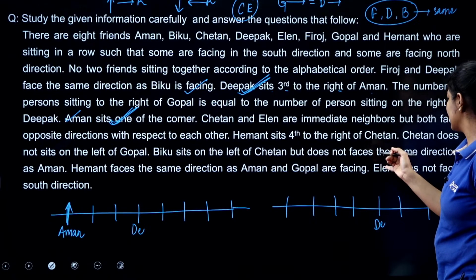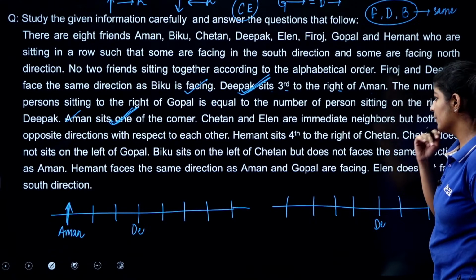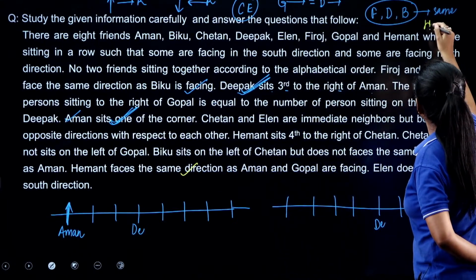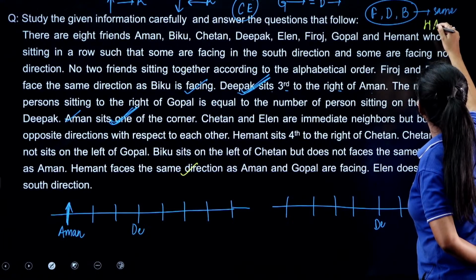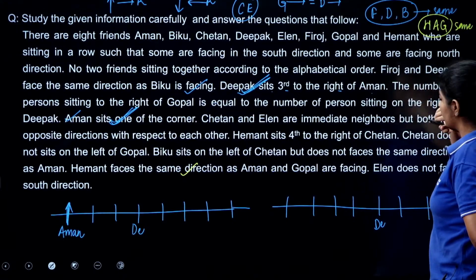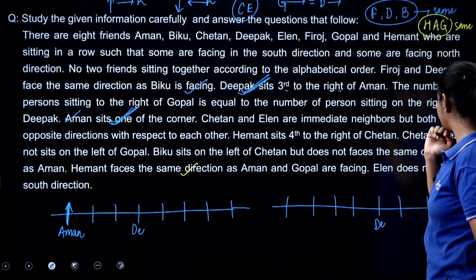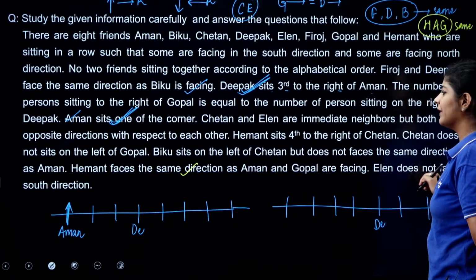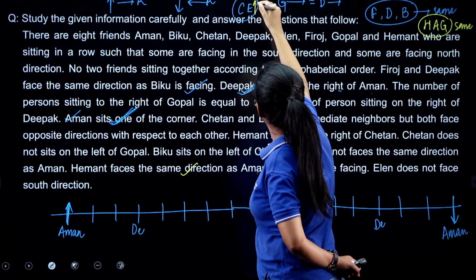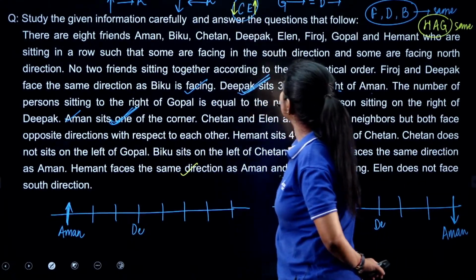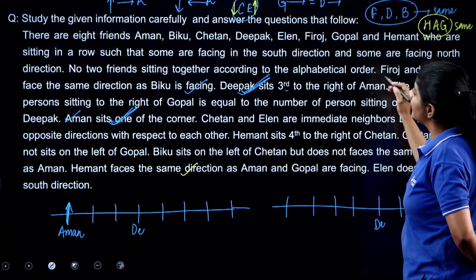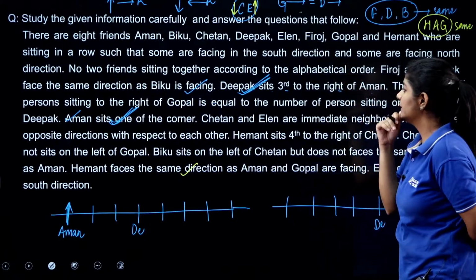And Ellen does not face the same direction. So here we have one more clue that Hemant, Aman and Gopal all of them are facing in the same direction again. So we can start with this one. And Ellen does not face south. If he is not facing south, that means he is facing north, and with the help of that we can say that Chetan is facing in the south direction. Now we have to take care of this thing as well.